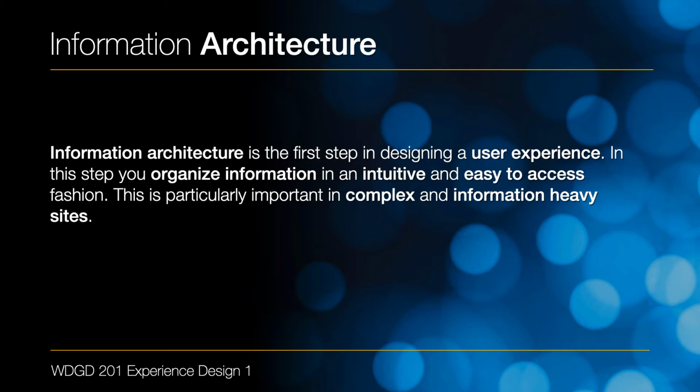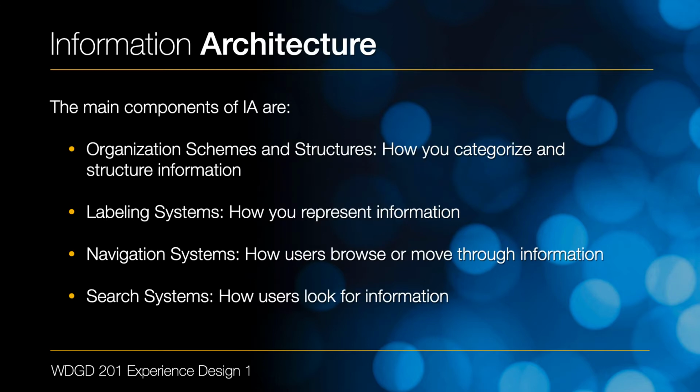Information architecture is the first step in designing a user experience. In this step, you organize information in an intuitive and easy to access fashion. This is particularly important in complex and information-heavy sites. So, information architecture can be thought of as ways of categorizing information, putting information into buckets.